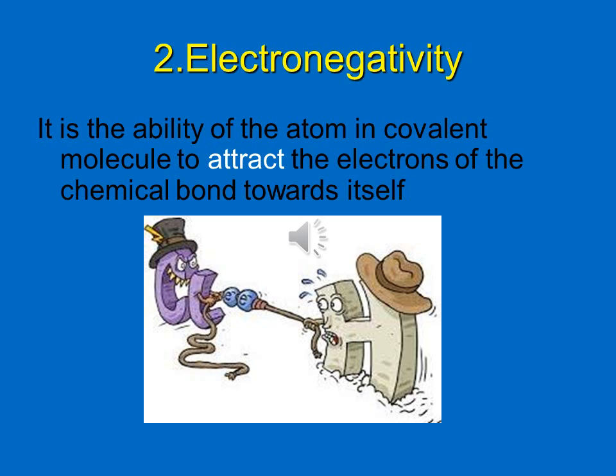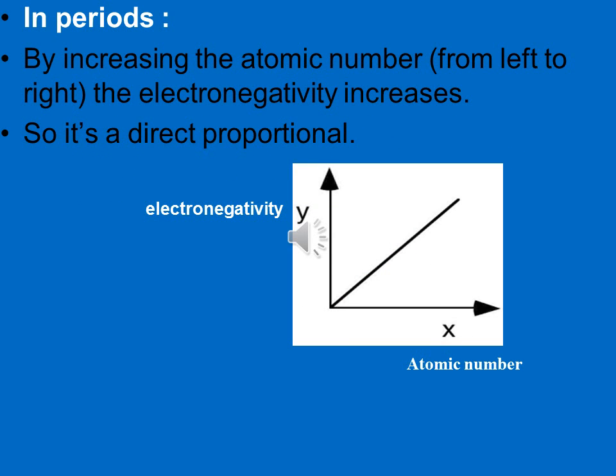So electronegativity is related to what? It is related to attraction of electrons. Electronegativity is related to the attraction of electrons. Now we will talk about the derivation of electronegativity in the modern periodic table. First, we'll talk about it in periods.